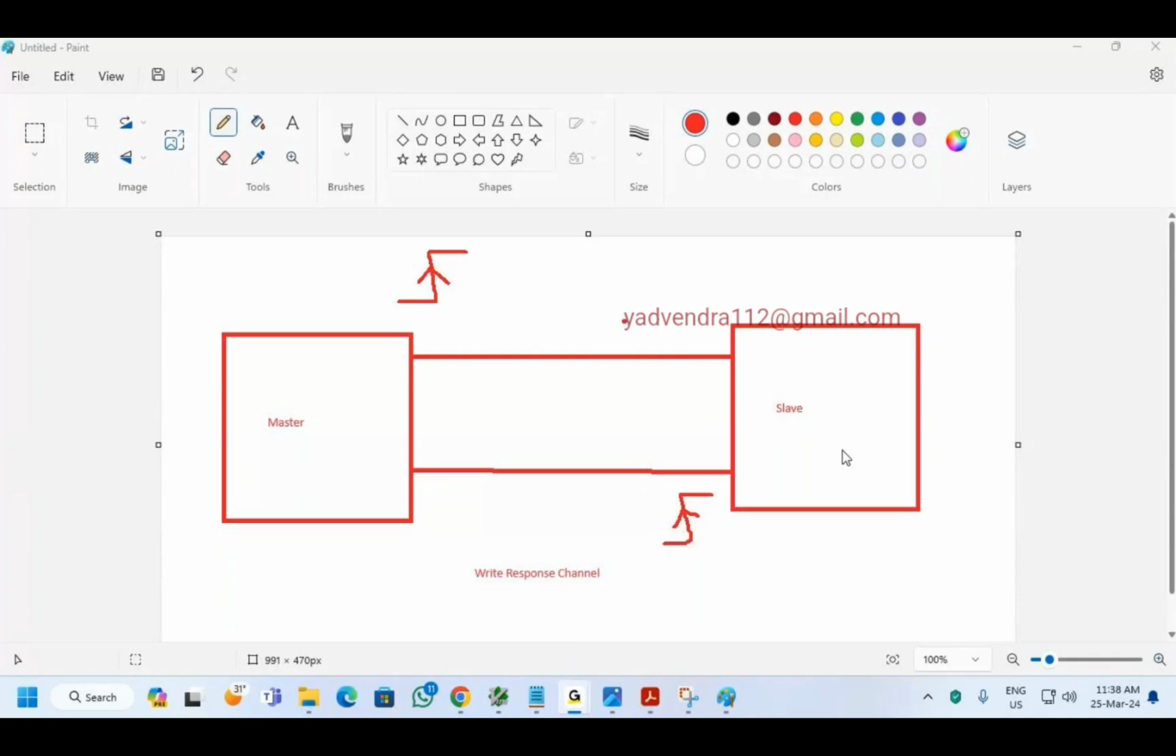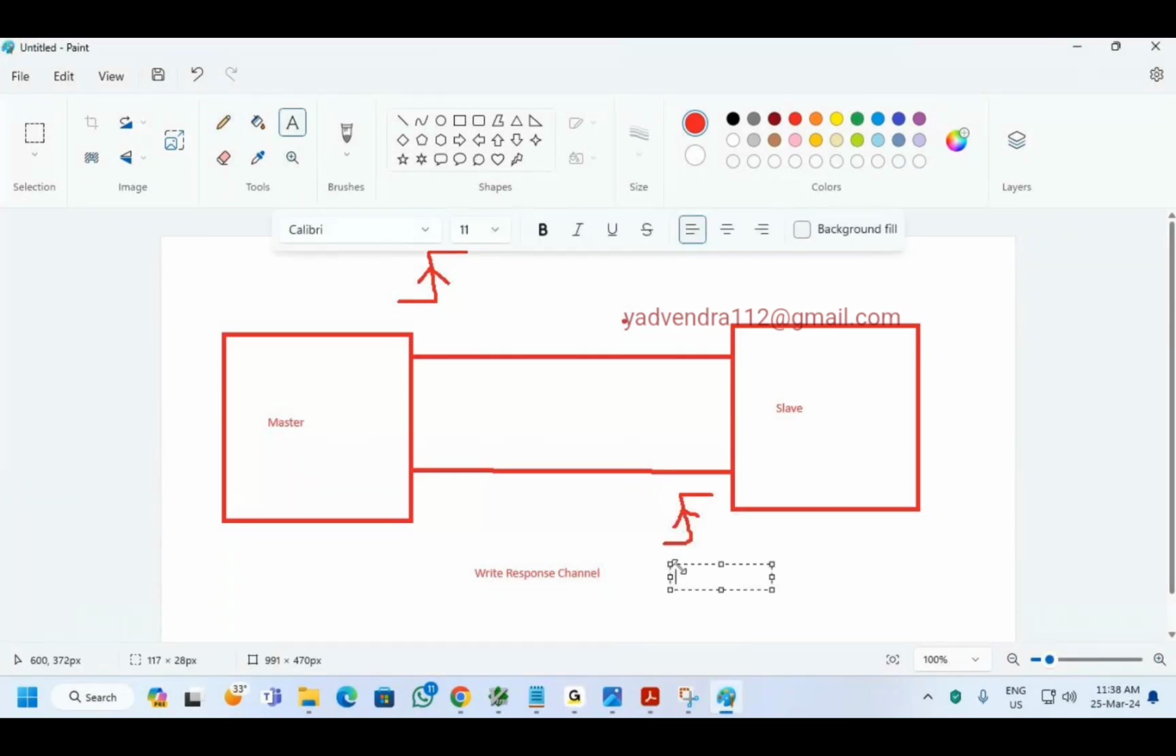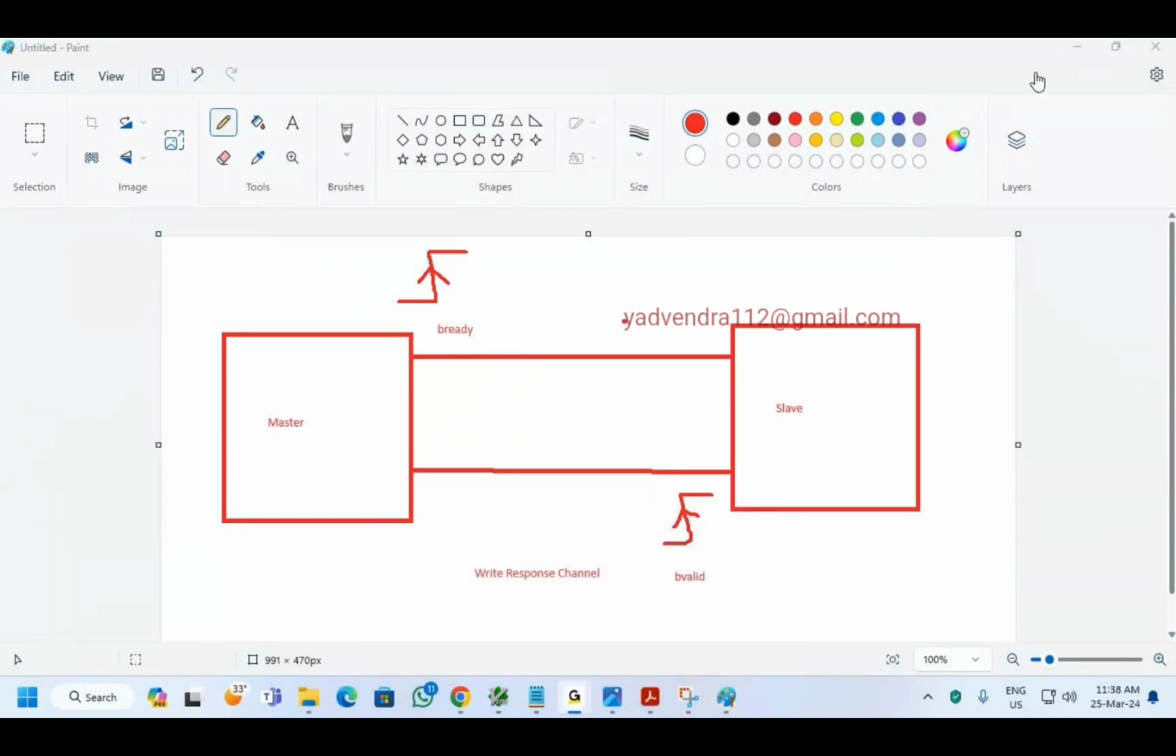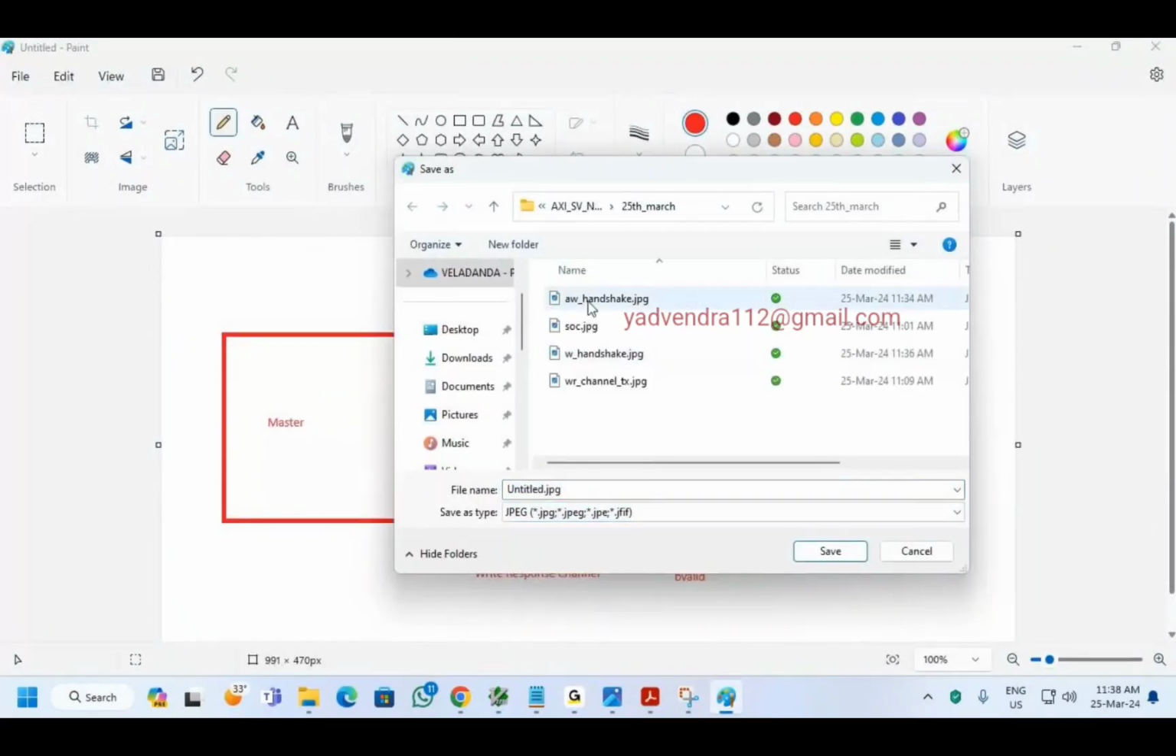Okay, master ready. Fine. Slave will issue valid, because slave is the component that needs to give information to the master. Slave is the component issuing the response. So the valid needs to be issued by the slave, and master needs to issue ready. Okay, got it, guys? Say this is the B handshake.